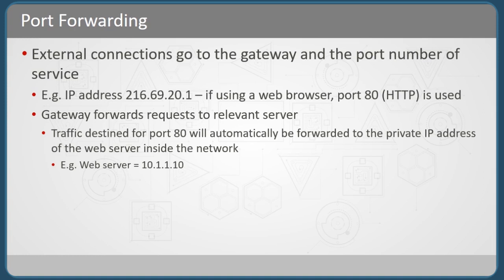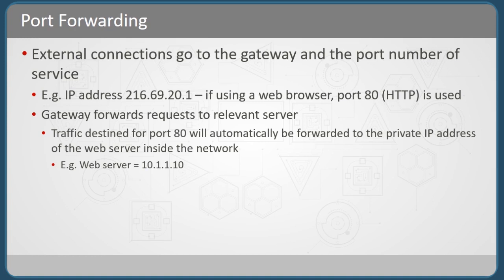So the example is, if I have a public IP address that I'm trying to reach, 216.69.20.1, and I'm using a web browser, then that request automatically specifies port 80. That is the default port for HTTP. So it is simply the fact that I'm using a browser to reach that address that informs the router this is the appropriate service, the appropriate type of request that's coming in.